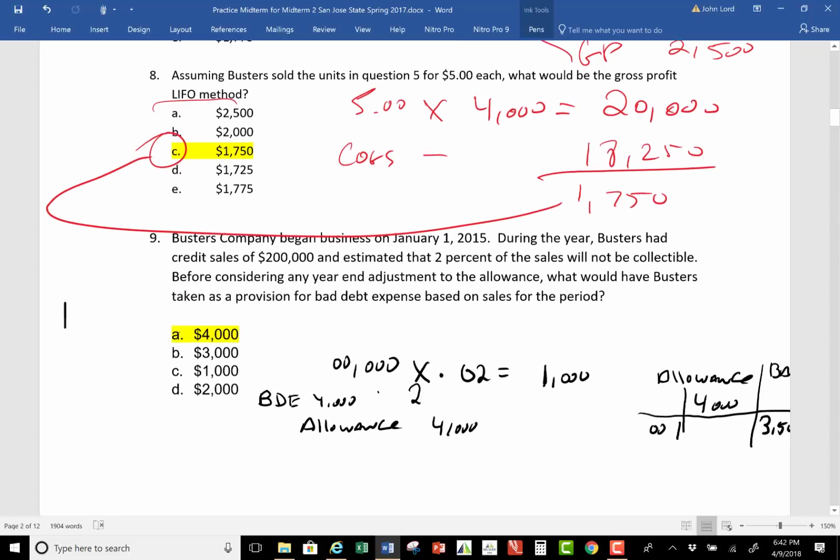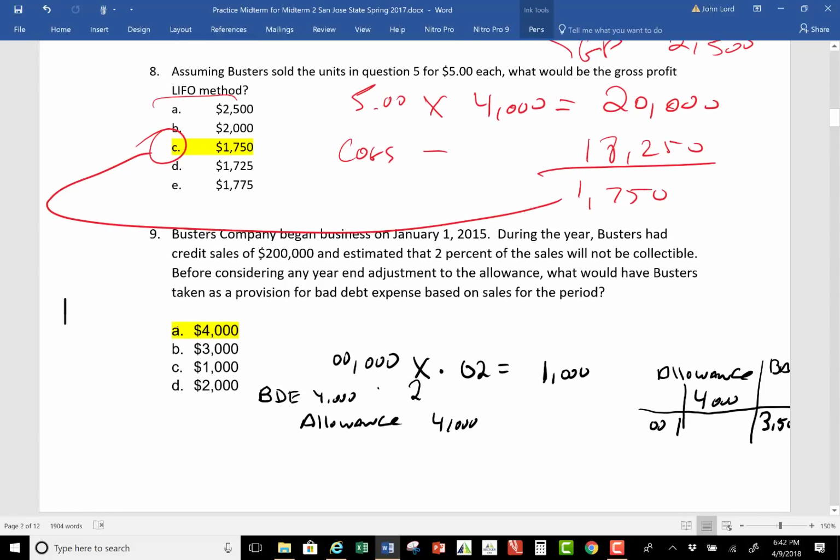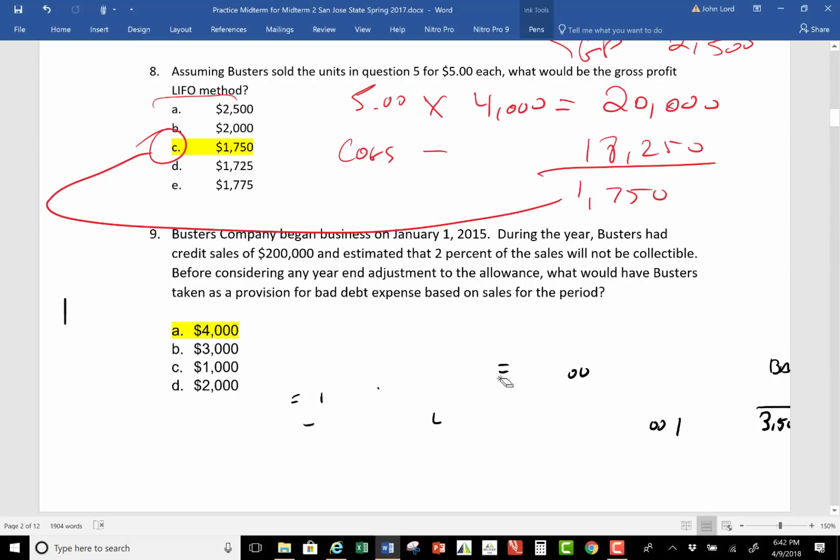Okay, let's take a look at this one. Number 9, Buster's Company began business on January 1st, 2015. During the year, Buster's had credit sales of 200,000 and estimated that 2% of the sales will not be collectible. I'm just going to erase this because it's not lining up right. We'll write it in there again. Clean. Okay. So how much do we want to take for the bad debt expense based on this?